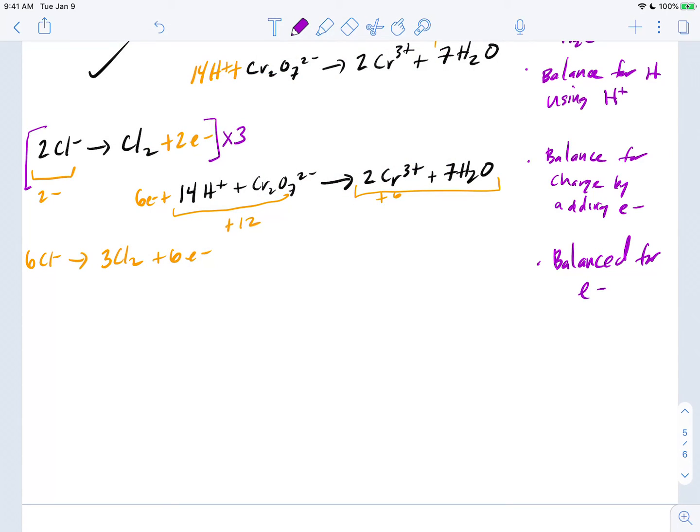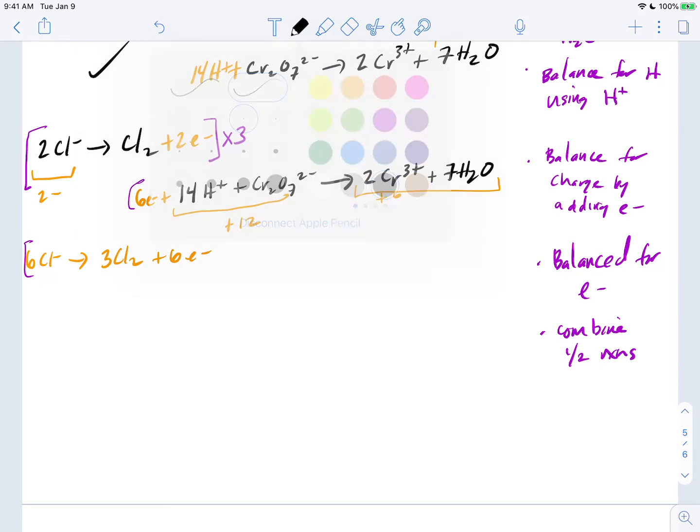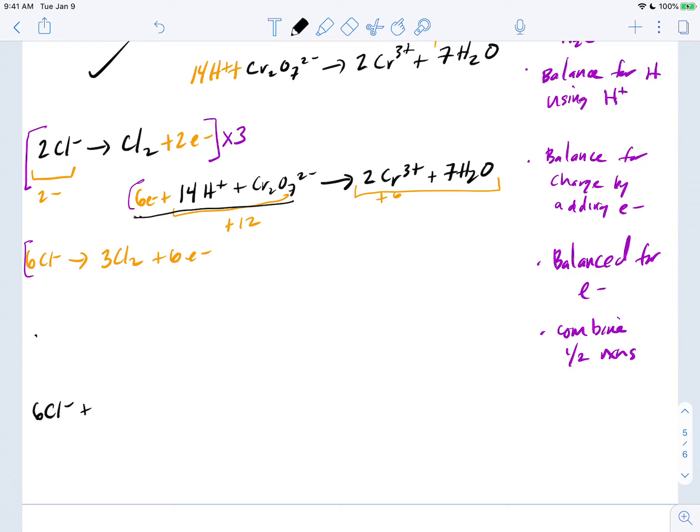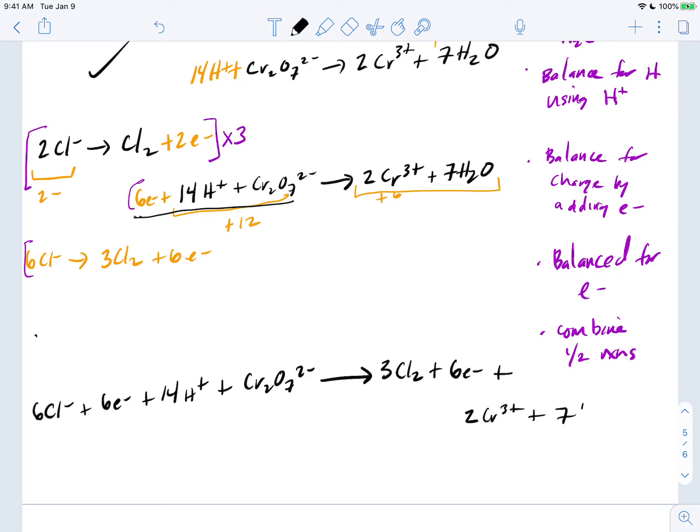Okay. And now the next step is we're going to combine the half reactions. So combine half reactions by adding them up. The way we do that is we're going to be combining this reaction and this reaction together. And so you're just going to write down everything on the reactant side first. So I'm just going to start off with oxidation. I have 6, I'm going to do it down a little lower, 6 Cl minus. That's it for the reactants here. So I'm going to go over to here and write all of these out. So I have plus 6 electrons plus 14 H plus Cr2O7 2 minus. And then that's it. So I go back to my oxidation and I write out the products. 3 Cl2 plus 6 electrons plus, I'm going to have to write down below. So that's it for the oxidation, reduction is plus 2 Cr3 plus 7 H2O.